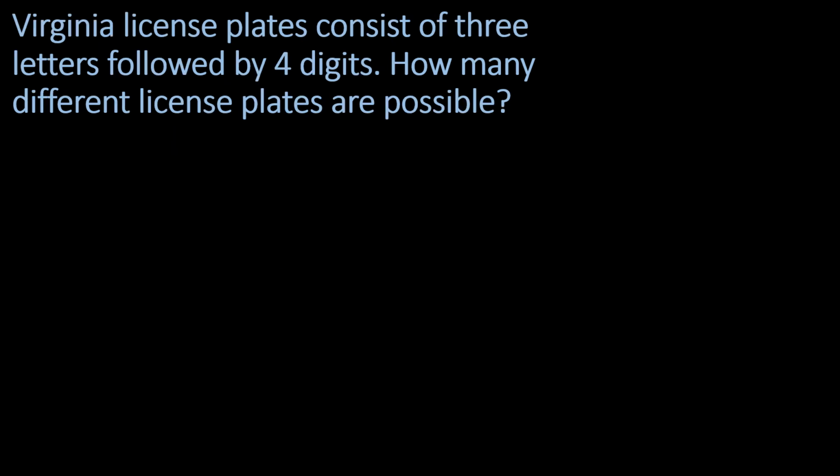Okay, Virginia license plates consist of 3 letters followed by 4 digits. How many different license plates are possible? So 3 letters, we have 26 letters in our alphabet. Okay, so our first 3 spots are going to be 26 times 26 times 26, followed by 4 digits. So digits are 0 through 9, right? So we have 10 digits that we can choose from. So we're going to have 10 4 times for those 4 digits.